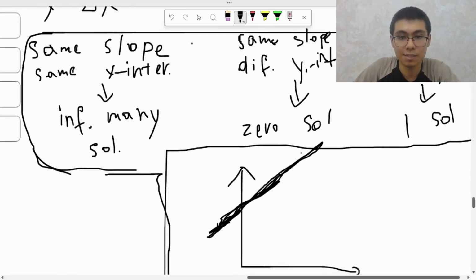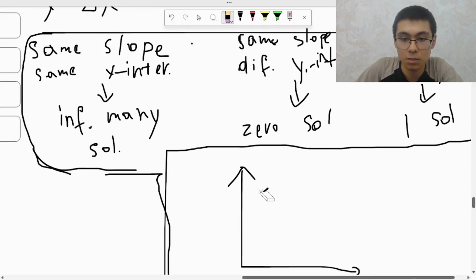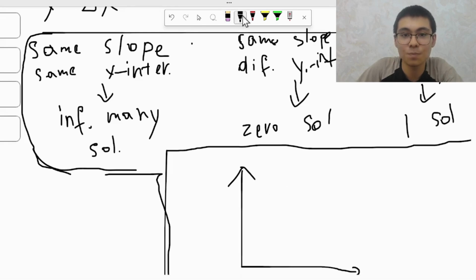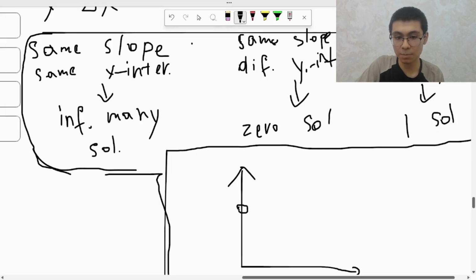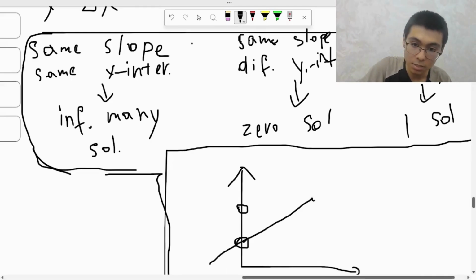So the second scenario is, let me use the stroke eraser. Yeah, it's gonna be better in this case. If it has a different y-intercept, for example, the first equation has a y-intercept here, and the other one has a y-intercept here. If they have the same slope, the rate of increase is the same. For example, this one, this one. It's also like this.